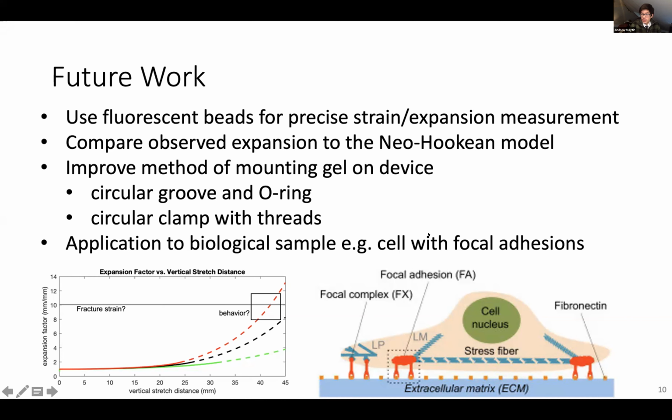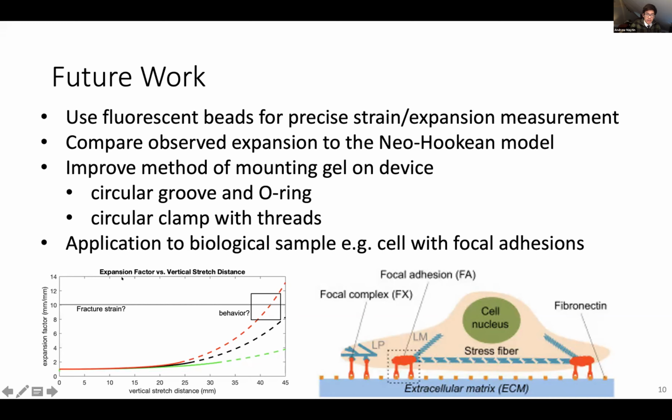For example, a cell with focal adhesions. What makes focal adhesions a really good candidate is because with this expansion microscopy method, we're only stretching in 2 dimensions. And focal adhesions are these protein complexes that attach a cell to the extracellular matrix. And so if we place a cell on top of the gel, then we'll have these focal complexes in this 2D plane. And so they'll be stretched really well by this technique, and we'll be able to get good images.